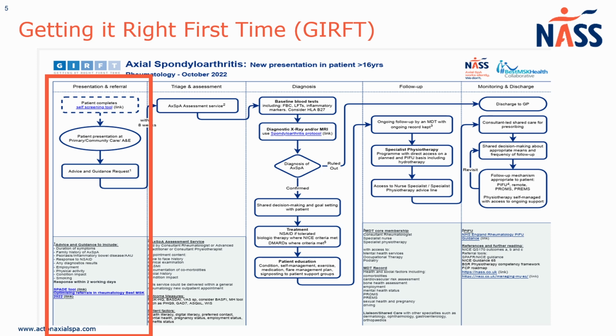The referral or advice and guidance may also include any results of blood tests or imaging the patient may already have had done that supports their diagnosis, their employment and normal level of physical activity, the impact of their current symptoms, and whether they are a smoker.